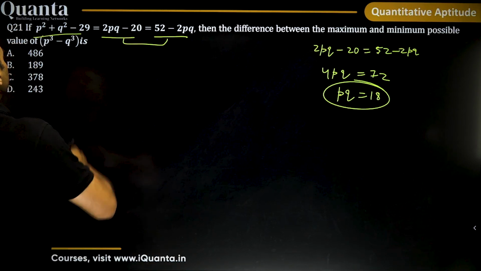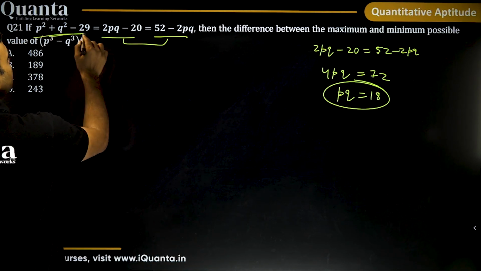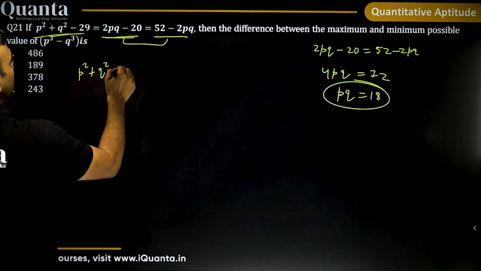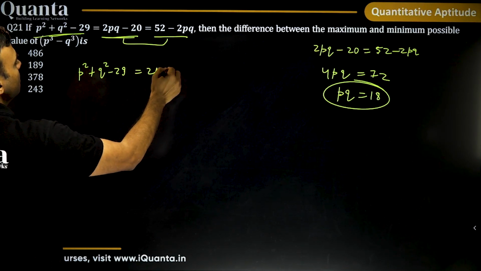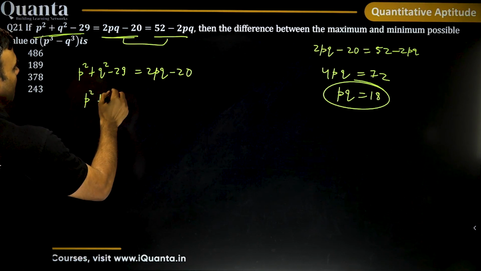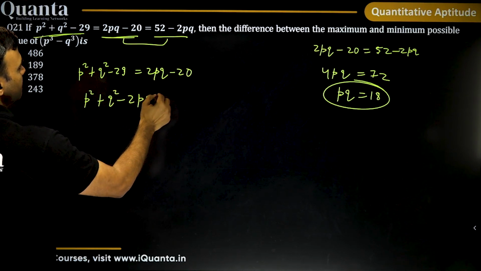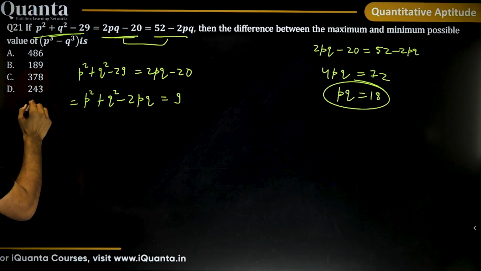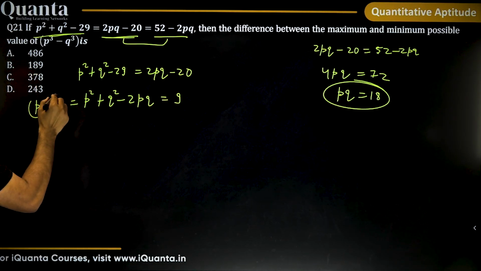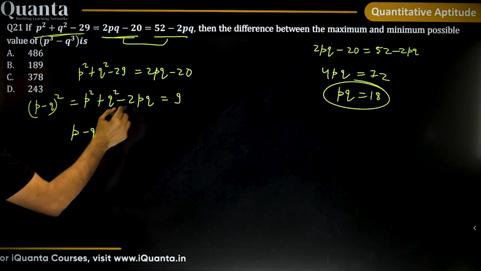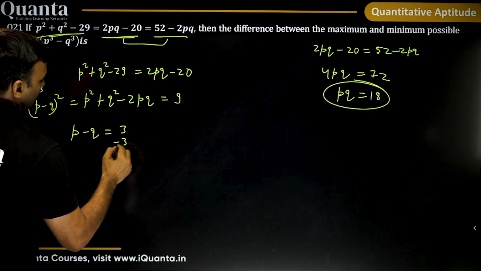Similarly, p square plus q square. Let's take these two together. So p square plus q square minus 29 is equal to 2pq minus 20. So this gives us p square plus q square minus 2pq is equal to 29 minus 20, that is 9, and this becomes p minus q whole square, right? So p minus q is equal to square root of 9, so either 3 or minus 3.